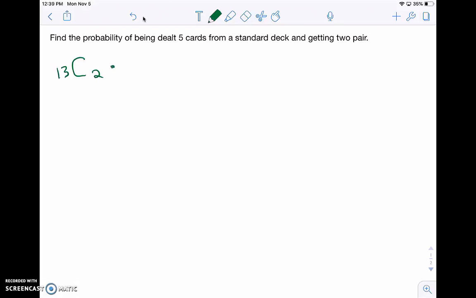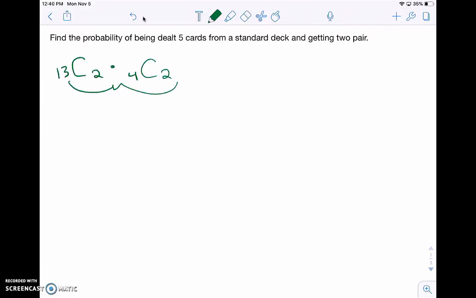Then we're going to use the multiplication principle. We need to choose 2 out of 13, and then we need to choose from those. There are 4 of each of those values, 4 different suits, and we need to choose 2. So the first part is choosing the value, and the second part is choosing the suit. This first part is going to choose the 2 values, and then 2 cards from each.